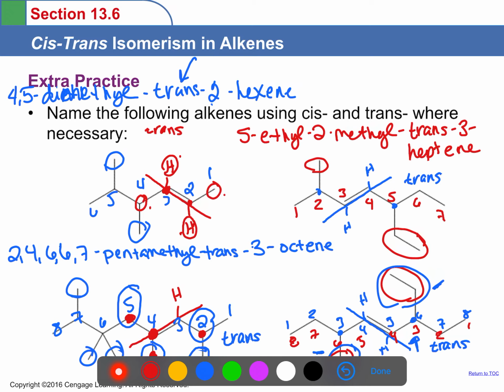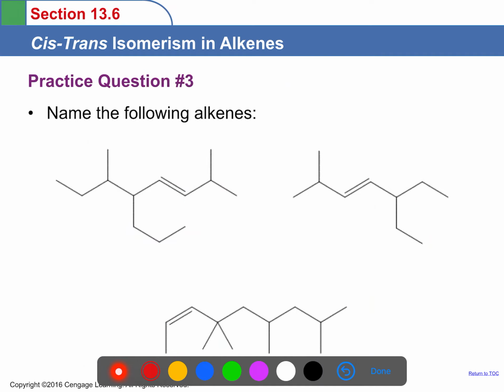So we're going to have 3 ethyl, 6 methyl. It is trans. Double bond is on 4, using my red numbers. 8 carbons is oct, ene, because there's a double bond. Here's a few more examples. Go ahead and pause, try these on your own, and come back and check your answers.